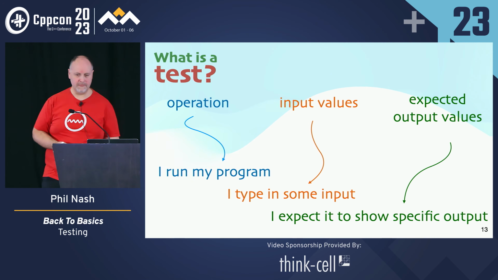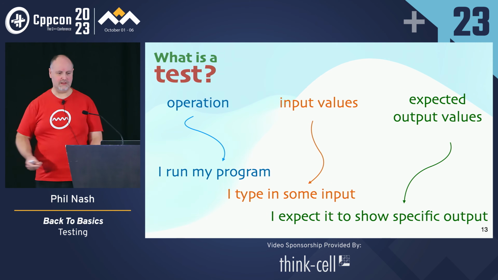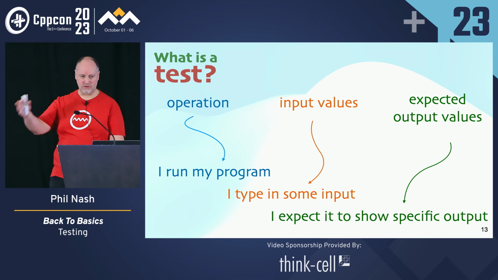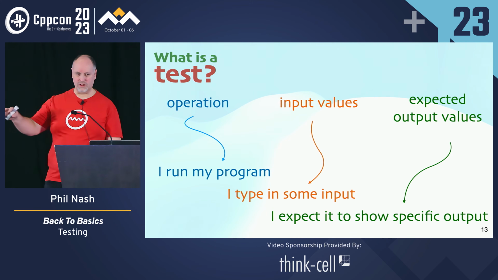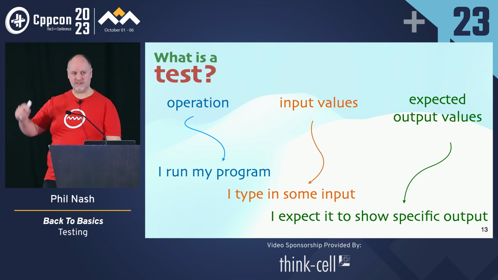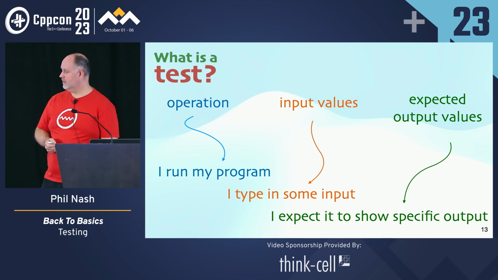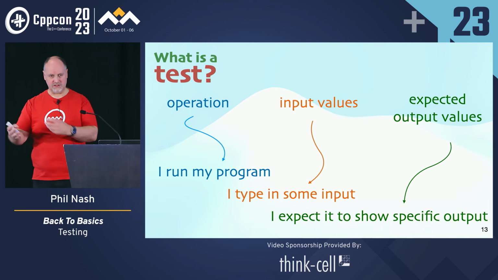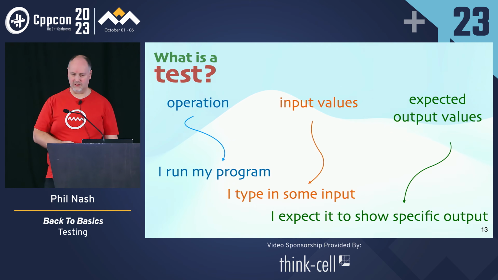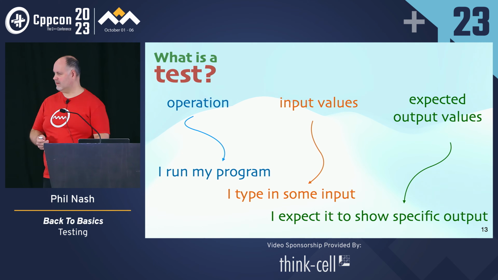For example, manual testing. You run your program. That's your operation. You maybe supply some input, maybe typing something in on the command line, clicking something in a GUI, whatever it is, that's your input. You do it manually. And then you expect it to show you some specific output, produce some result that you will manually verify. These are expected output values. Same template, satisfies that same definition. Again, not too surprising.